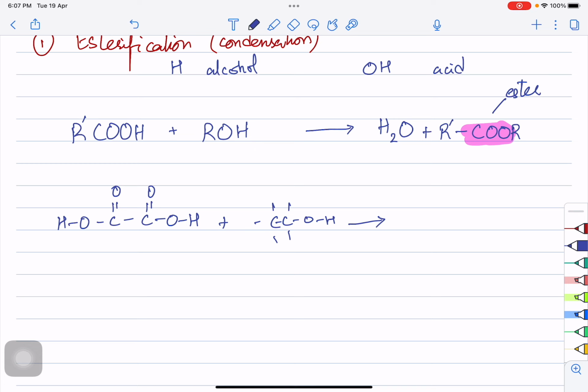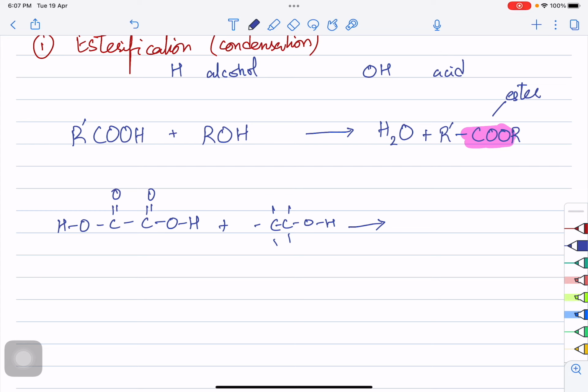Now what will happen? I'm going to remove H and OH. But I can only remove one H. So I'll have to bring one more of this, from where I'll remove one more H. From the acid I'm removing from both sides, while from the alcohol it can be from one side. That's why I'm going to get another alcohol just like this one.